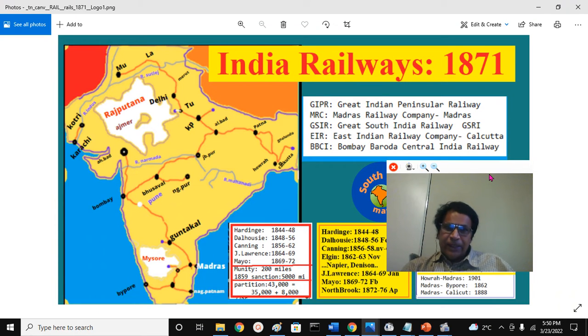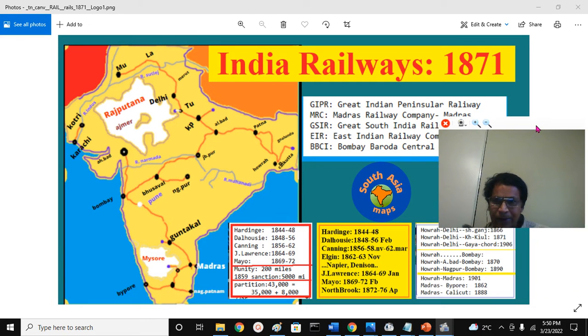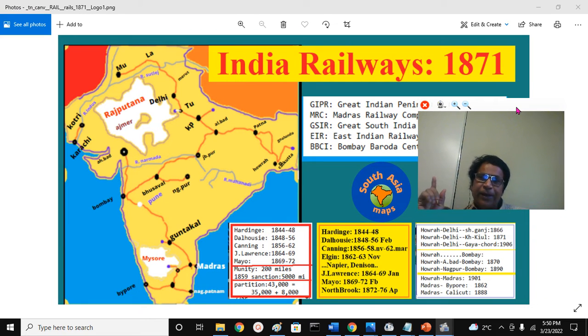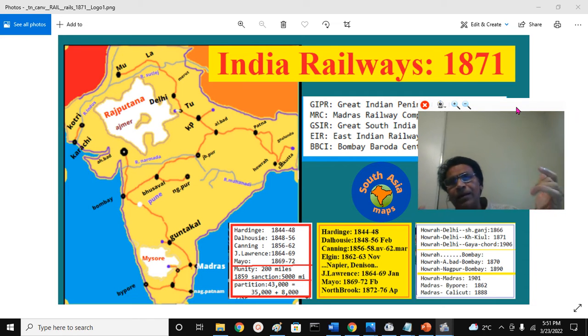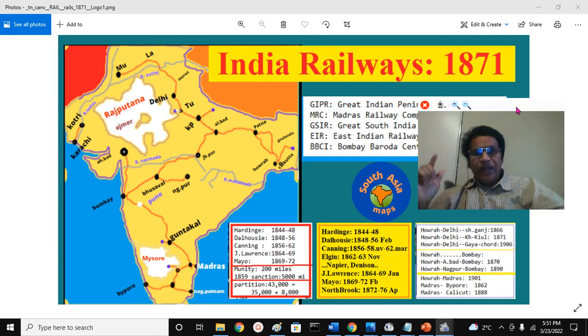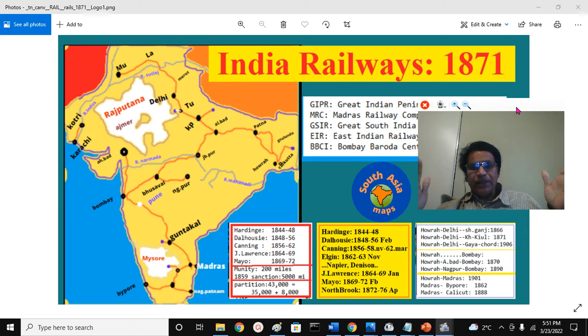Today's topic of discussion is Indian Railways in 1871. After the completion of this topic, you will get a much broader idea of the railway system built by the East India Company Bahadur, the predecessor of the British Raj, the crown rule of the British in India.